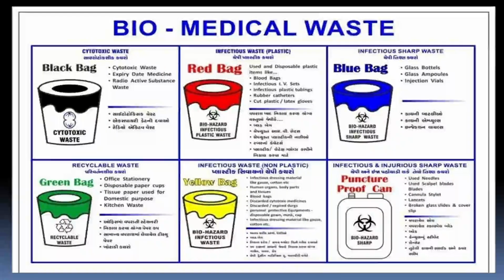So this is the biomedical waste: the black bag, red bag, blue bag. Black bag for cytotoxic waste, red bag for infectious waste like plastic, then blue bag for infectious glass and needles. Green is for recyclable waste like office stationery and papers, yellow bag for infectious waste, non-plastic, and puncture-proof containers can be used for needles and glass ampules, all those things.